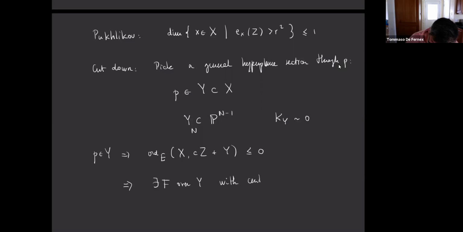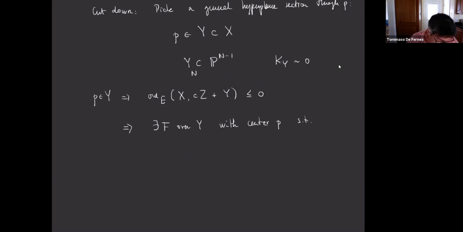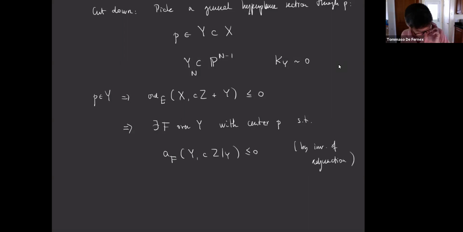The center is P, one can check that by all the information we have, such that the log discrepancy on the restricted pair is small. This is by inversion of adjunction.